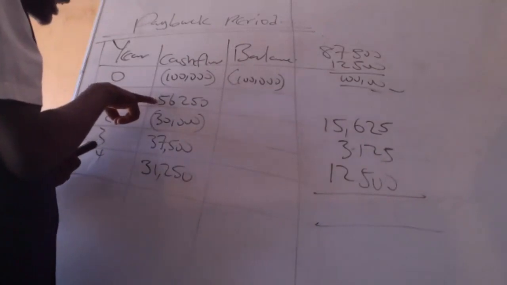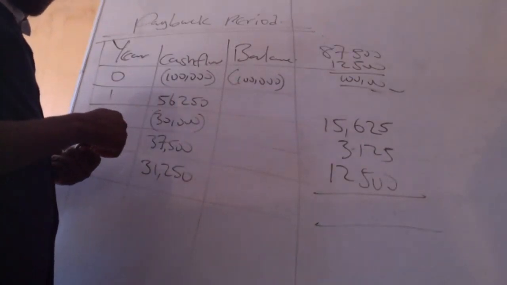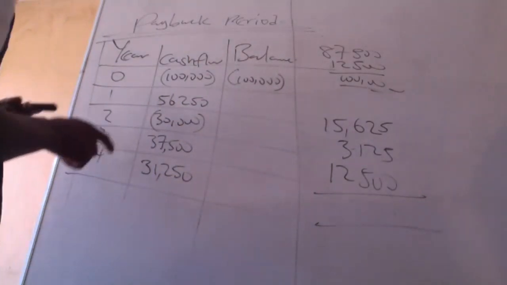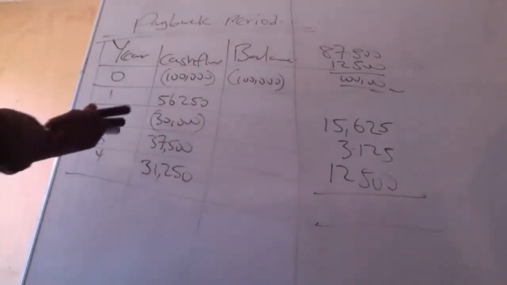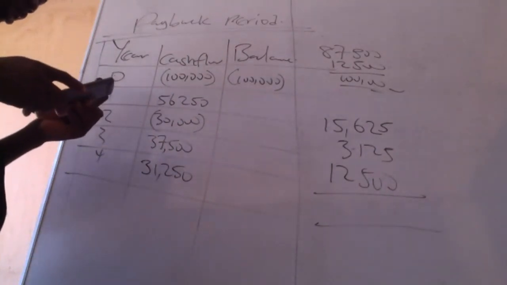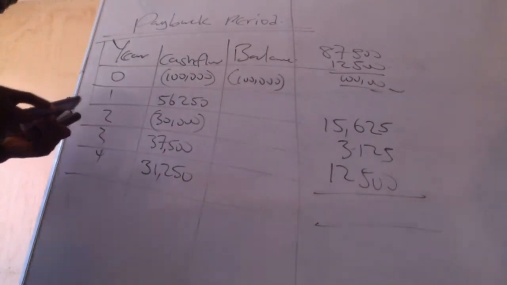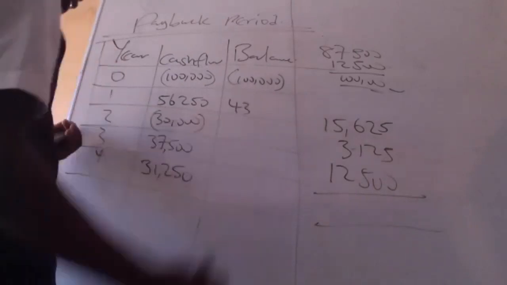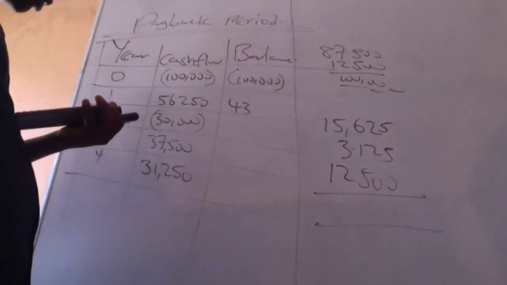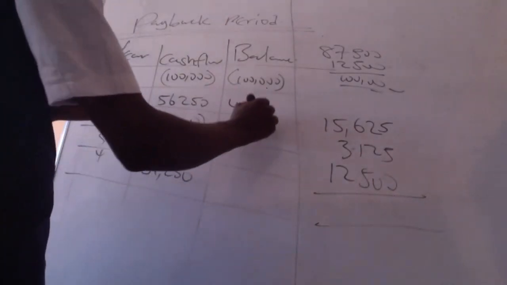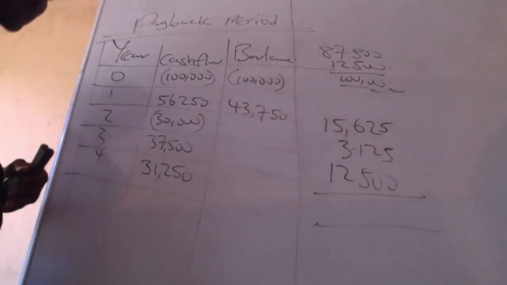So from here, 100,000 balance, and then we clear 56,250. What will be the remaining balance? Who can help me with that? Don't say this one is mine, so I should solve it alone. Let's do it together, okay? So 100,000 less 56,250. That'll give us 43,750, right? Yes, I like that.